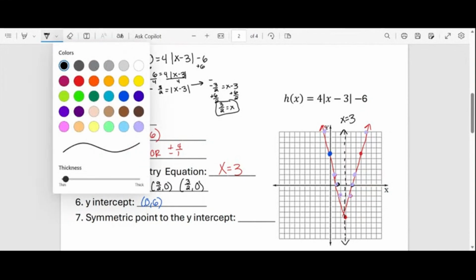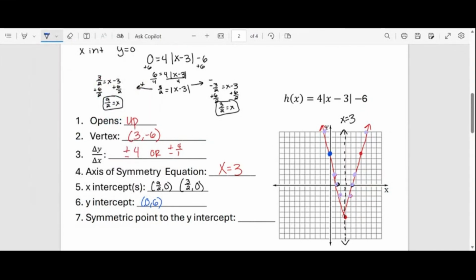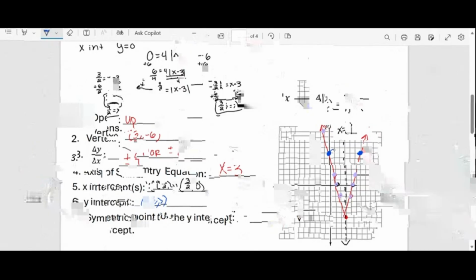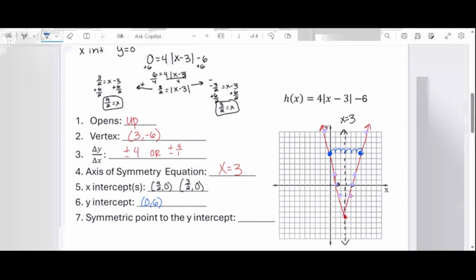So when we're looking for a symmetric point to the y-intercept, we can look at the y-intercept, use the axis of symmetry as our mirror, and figure out what the opposite point is. Some of you might be able to see that it's 6, 6 right away, but if you can't, you can always count. This is 1, 2, 3 squares away from the axis of symmetry, so I have to go 1, 2, 3 more squares over to reach my symmetric point.